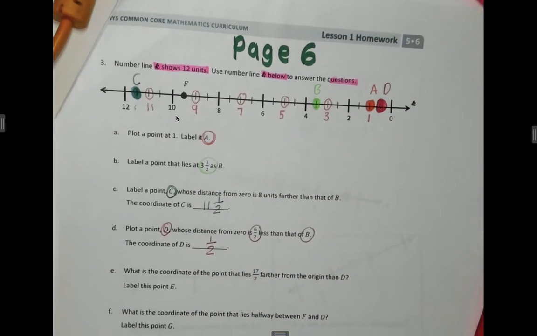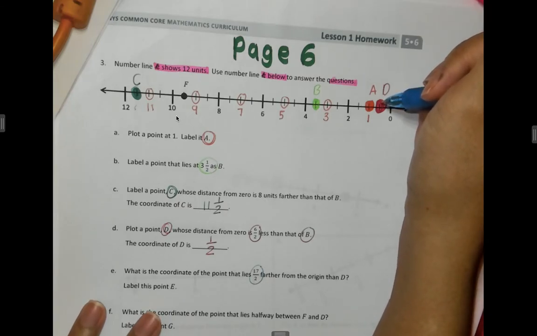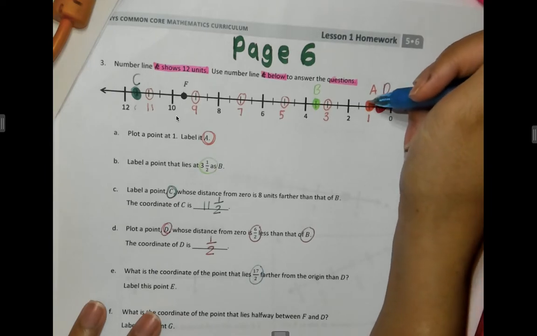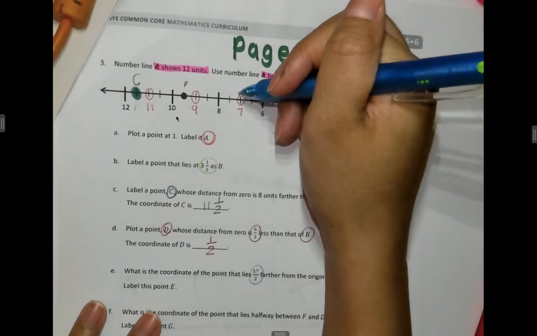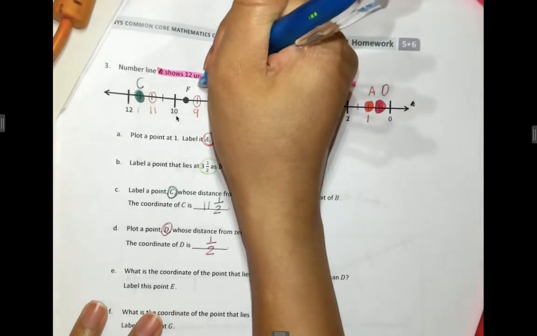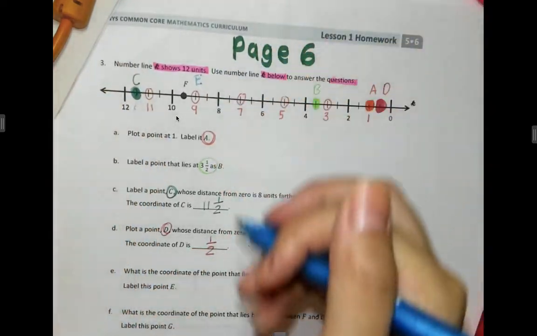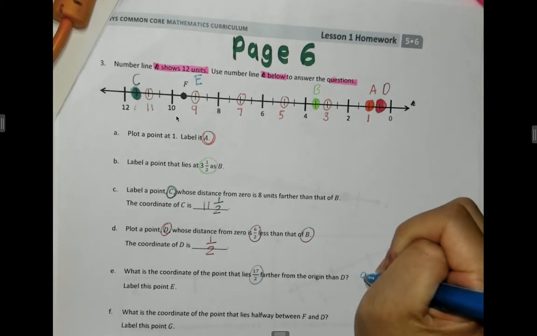For problem E, what is the coordinate of the point that lies 17.5 farther from the point than D? Label this point E. So starting from D, I'm going to go 17.5 further from the origin. So I'm going to count 17, right? So 1, 2, 3, 4, 5, 6, 7, 8, 9, 10, 11, 12, 13, 14, 15, 16, 17. So right here, this is going to be our coordinate E, which is 9. I'm going to write 9 right there.